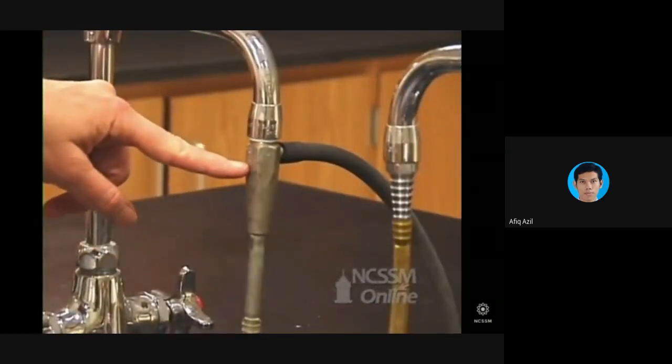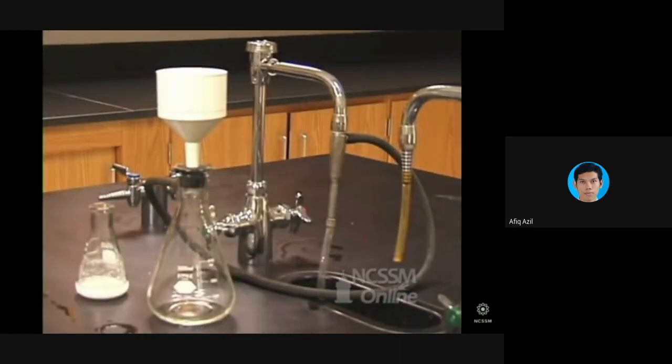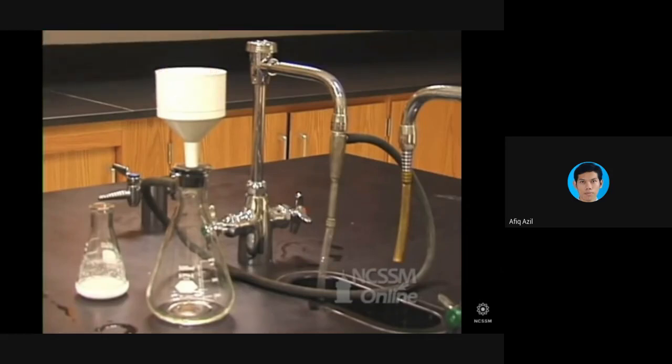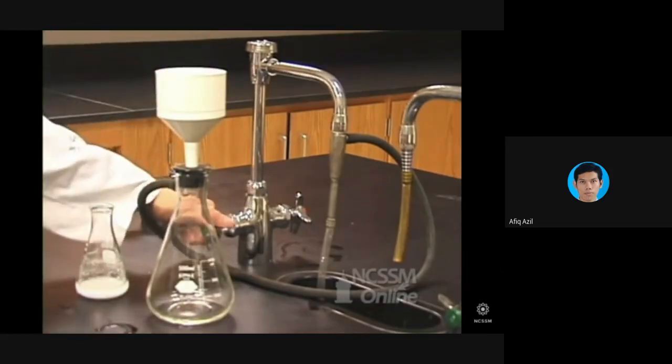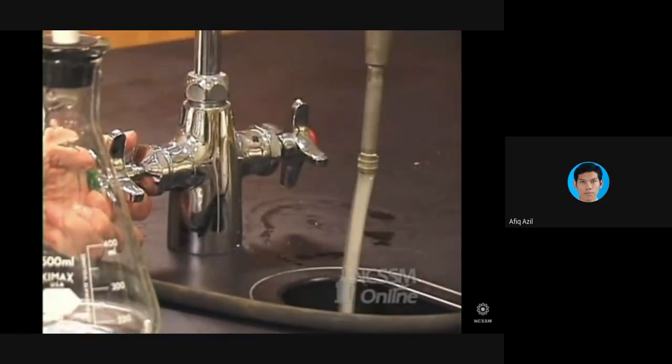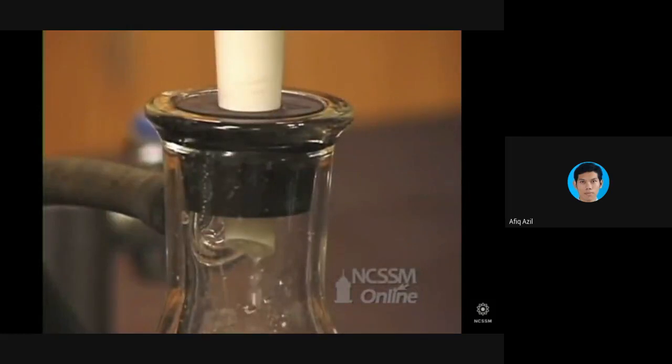The aspirator creates a low pressure inside our container here, and that will help gravity pull that water out and leave our aspirin inside the funnel. We need to put a piece of filter paper inside our funnel, and when we turn the water on, you see water's running down. That running water creates this low pressure here.